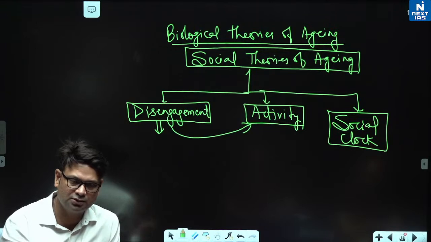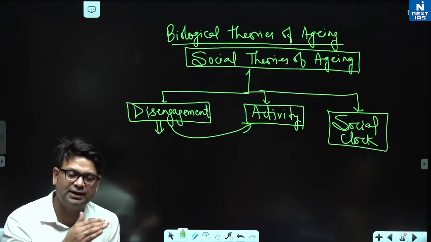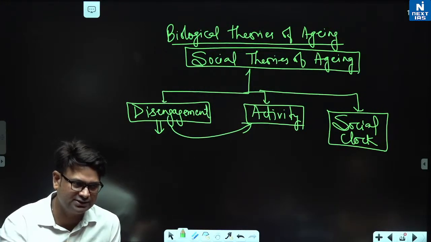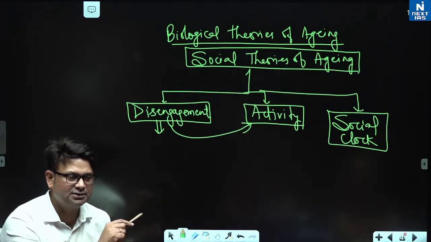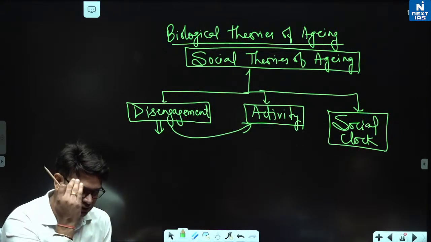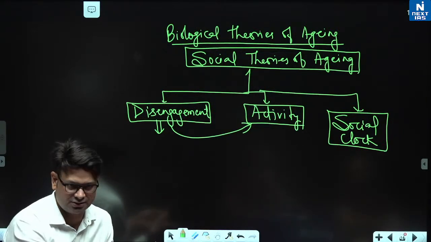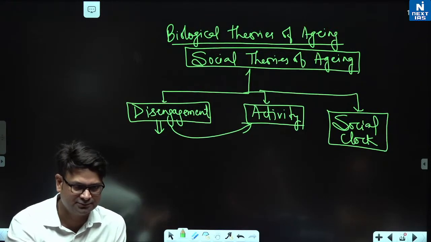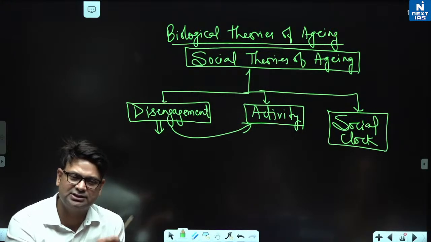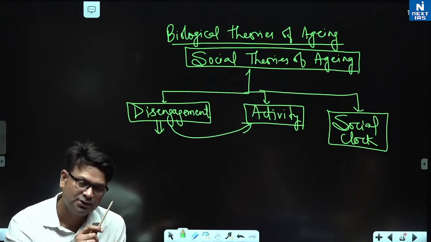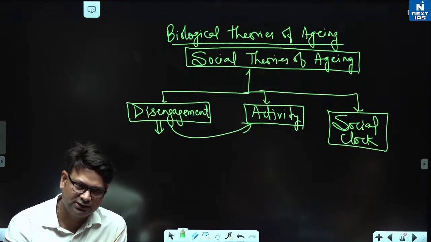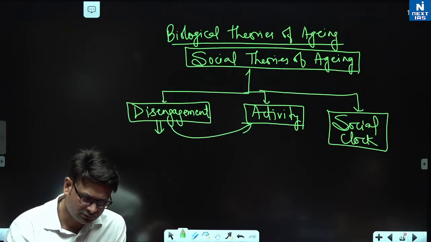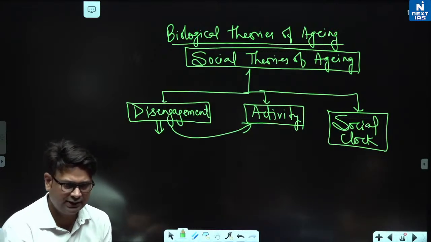And when one attains a particular age, they expect that one should retire, one should take care of grandchildren, right? That societal mindset decides that this person has aged. So these are social theories of aging. Biological theories, you can say cellular theories, intercellular theories, or modern theories, that is there.